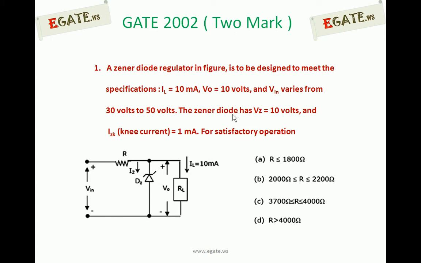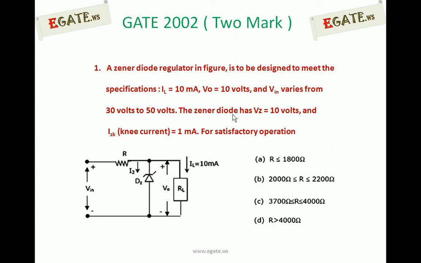A Zener diode regulator in the figure is to be designed to meet the specifications: IL, load current, of 10 milliamperes, V0, output voltage, of 10 volts, and V input varying from 30 volts to 50 volts. And the Zener diode has a Zener breakdown voltage of 10 volts and a Zener knee current of 1 milliampere.